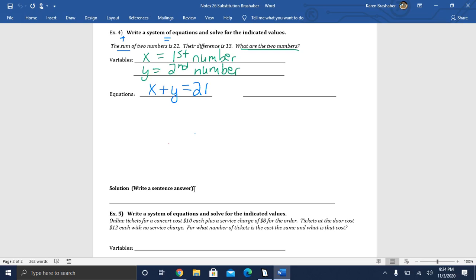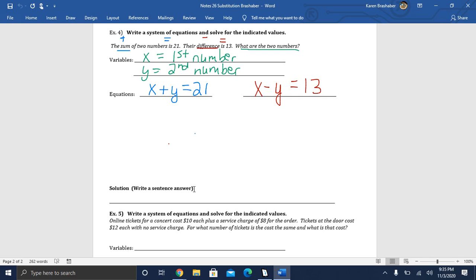Our second statement says their difference. So their meaning the two numbers. Difference is subtract. Is means equals. So we'll take our first number, subtract our second number, and that's going to equal, and it says 13. So their difference is 13. All right, so I already have my two equations written side by side.